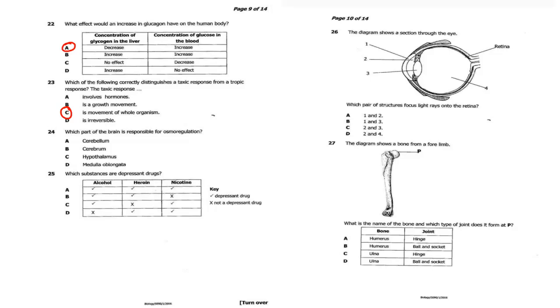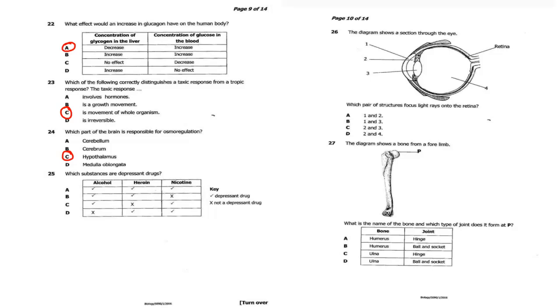Which part of the brain is responsible for osmoregulation? Osmoregulation is done by the hypothalamus. What about the cerebellum? What about the cerebrum? What about the medulla oblongata? What is the function of these parts?